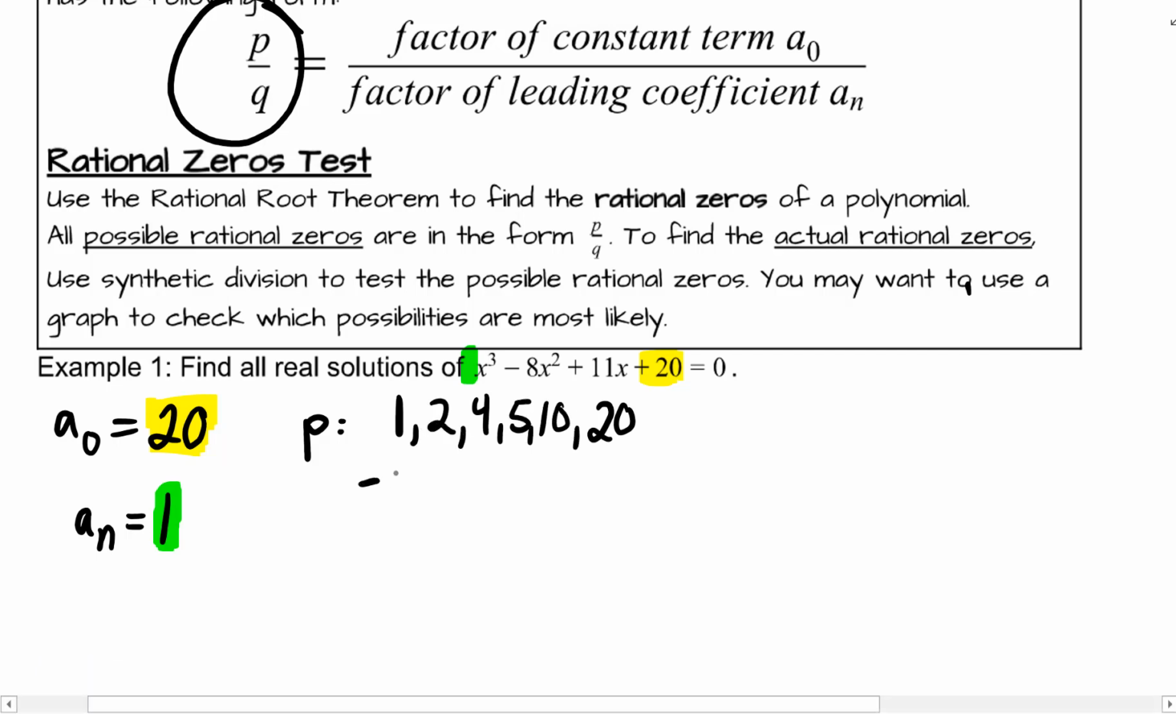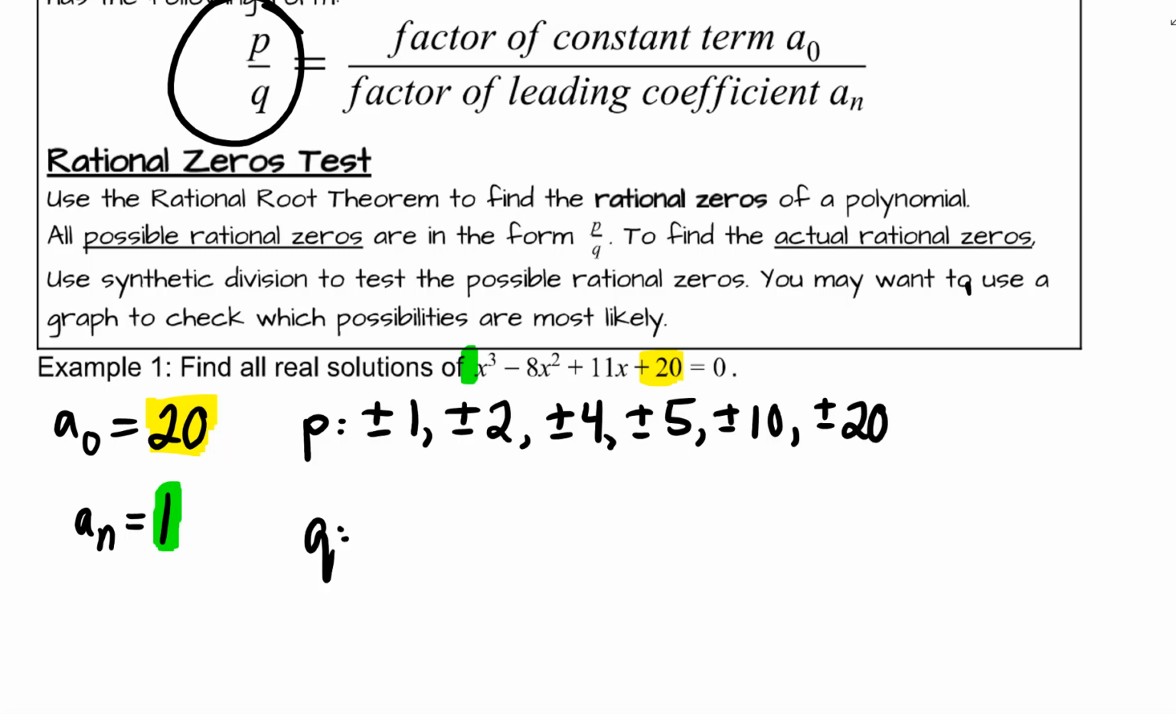But couldn't I have -1 times -20, or -2 times -10, or -4 times -5? Okay, so when you are finding all the p values, you must include the positive and the negative versions. Q represents the factors of 1. That would be plus or minus 1.